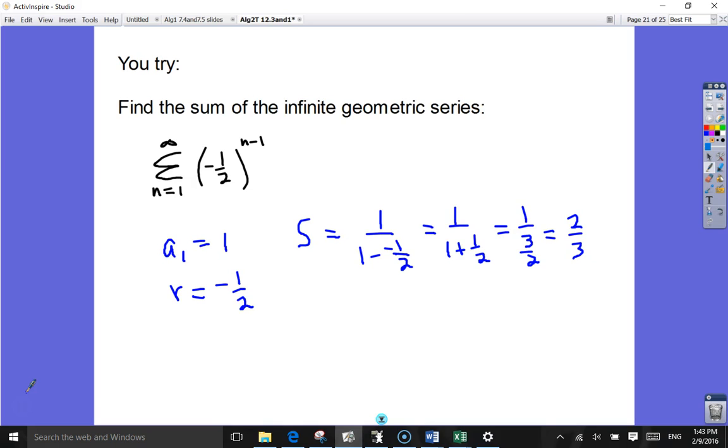Okay, if you're not getting these right, there's not that much calculating to do, so use the calculator in a smarter way. If the R is -1/2, then 1 minus R is 1 plus 1/2. So you get 3/2. 1 over 3/2 is 2/3.